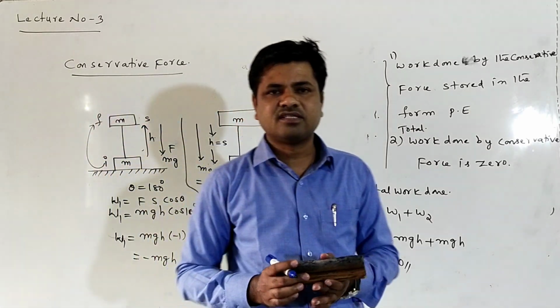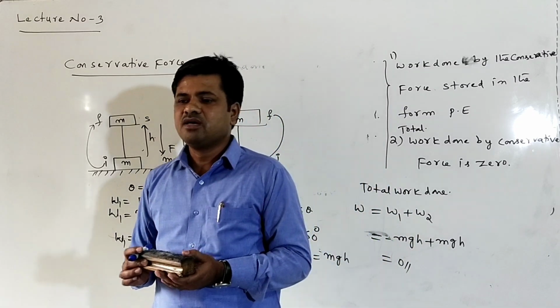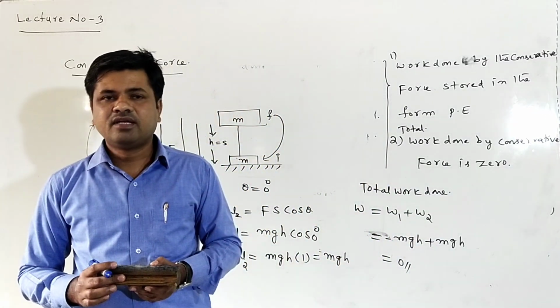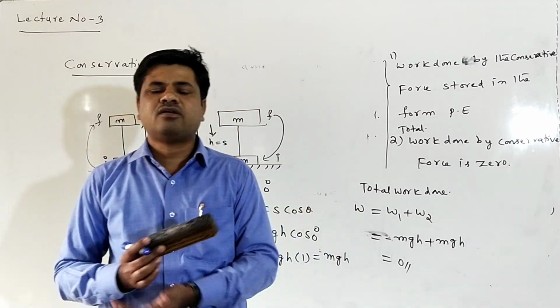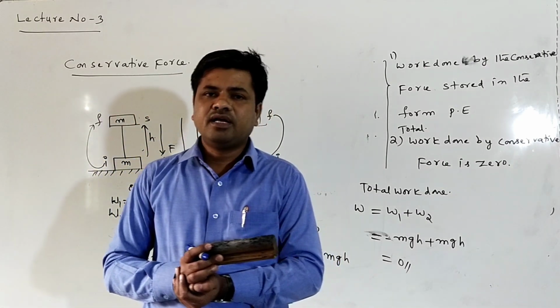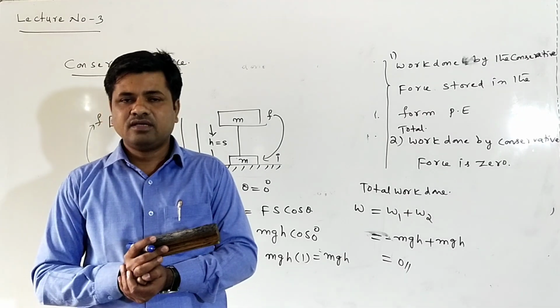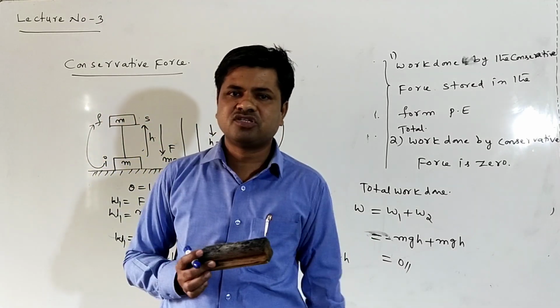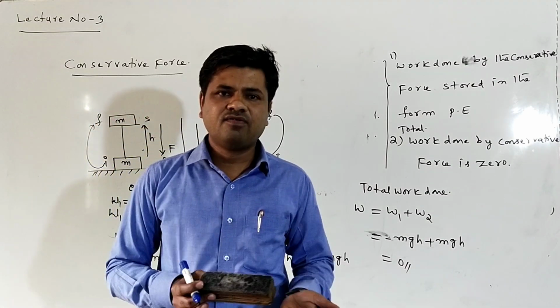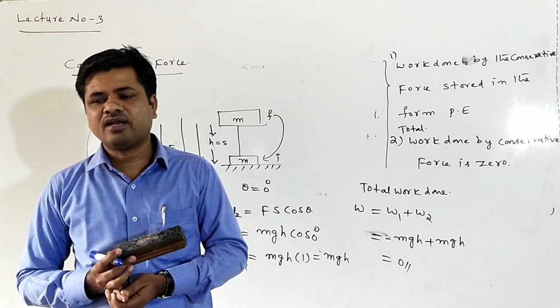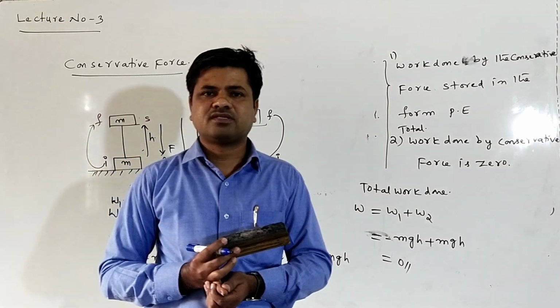Now this is the total information about the conservative force. Once again, what does a conservative force mean? The work done by the force does not depend on the path followed when it is moving from initial to final. It depends only on the initial position and the final position. Such a force is called a conservative force. Gravitational force, electrostatic force and spring forces are examples of conservative forces.